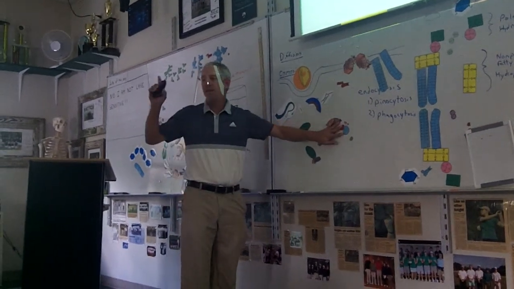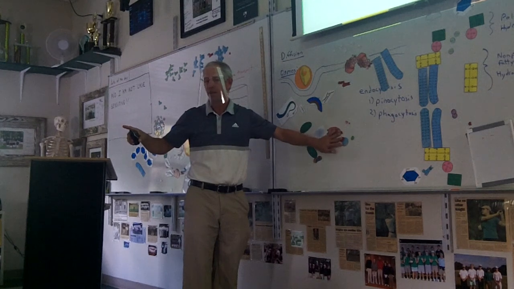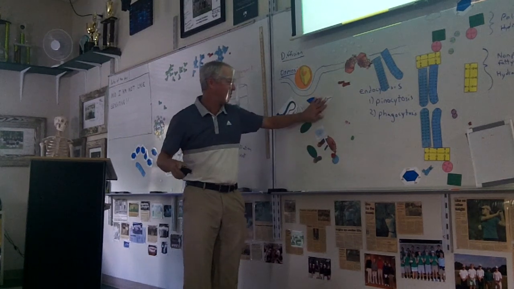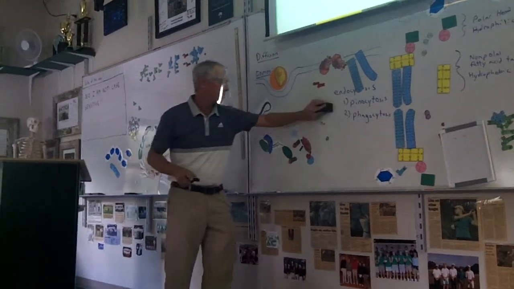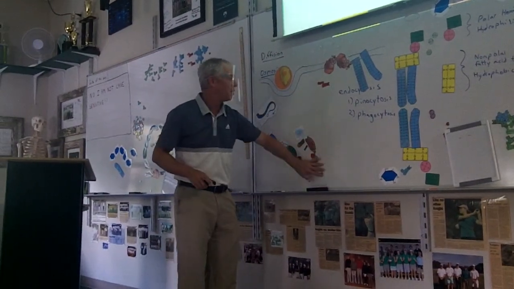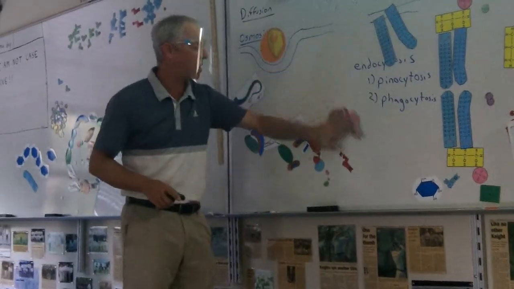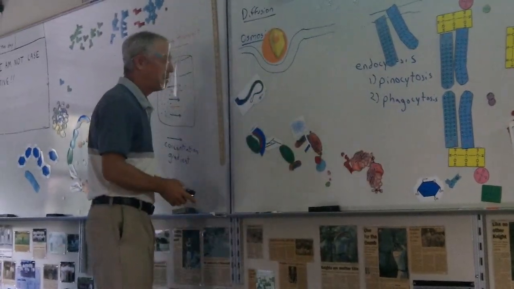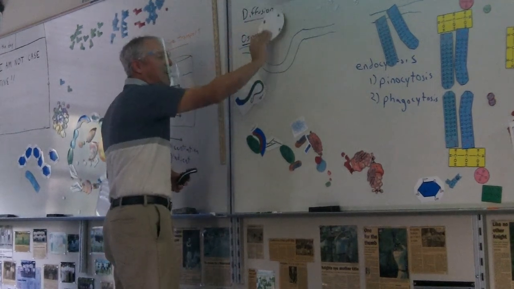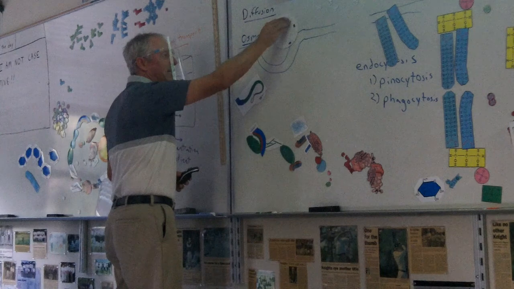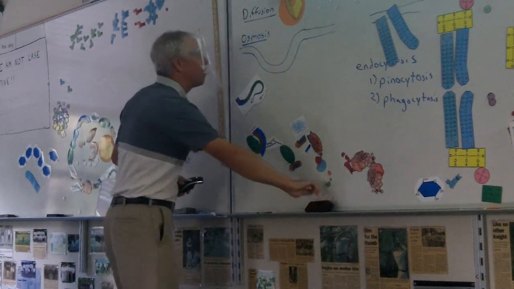The cell has another way of moving particles across the membrane that we haven't talked about yet. It's called bulk transport, B-U-L-K. And it's when the membrane engulfs an object. Let's pretend this is something that the cell is trying to swallow.